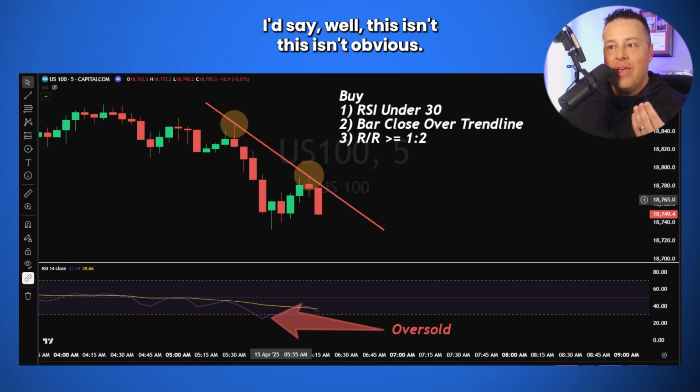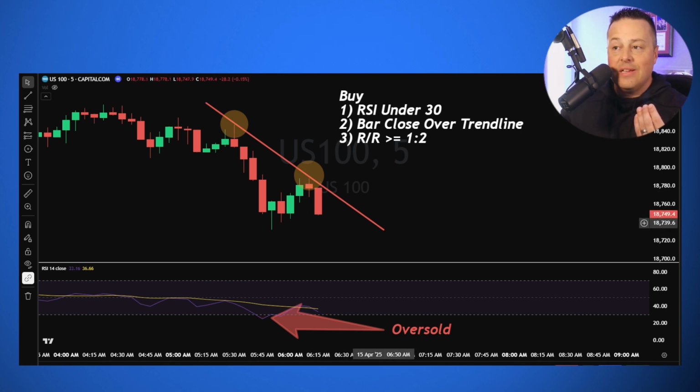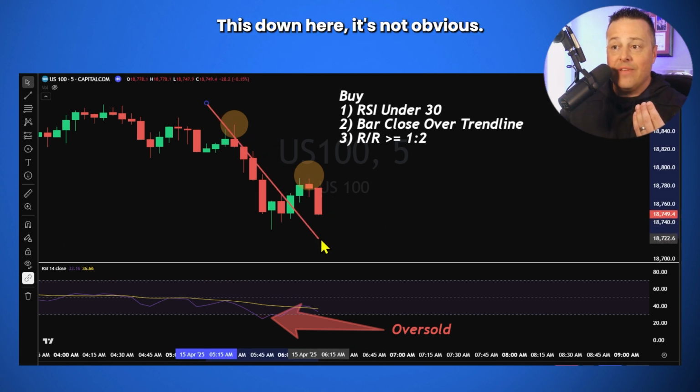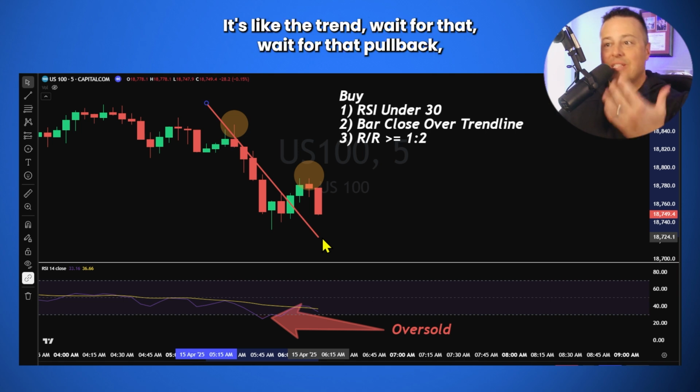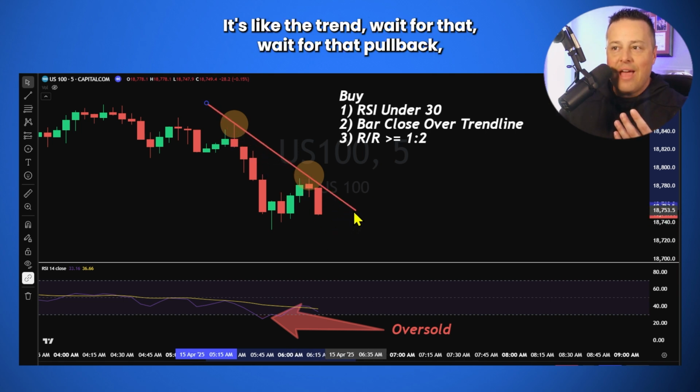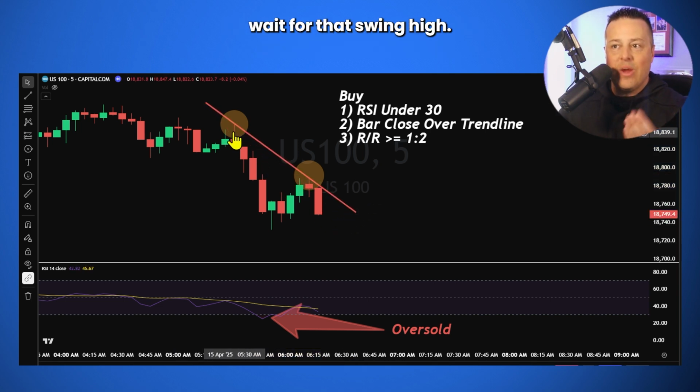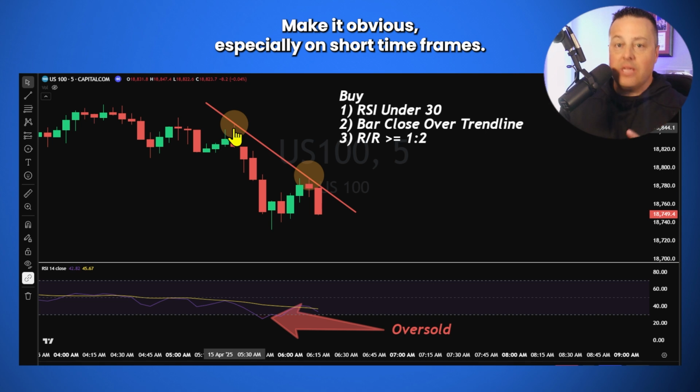I'd say, well, this isn't obvious. This down here, it's not obvious. Look at that. You're sort of going through. It's like the trend. Wait for that pullback. Wait for that swing high. Make it obvious, especially on short time frames.